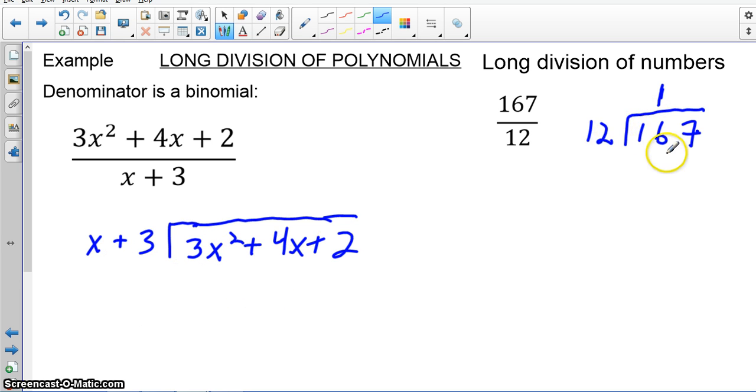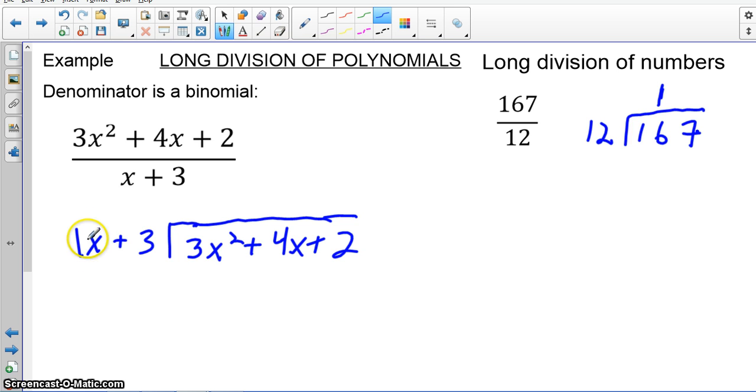We do a similar thing over here. Notice we only look at the beginning of what's inside. We don't look at the 16, we don't look at the whole thing. Similar thing here. We only look at what are called the leading terms. Leading terms are the ones with the biggest exponents. That's a term I don't think I talked about earlier. So leading term, leading term. What do we multiply this by to get to the 3x squared?